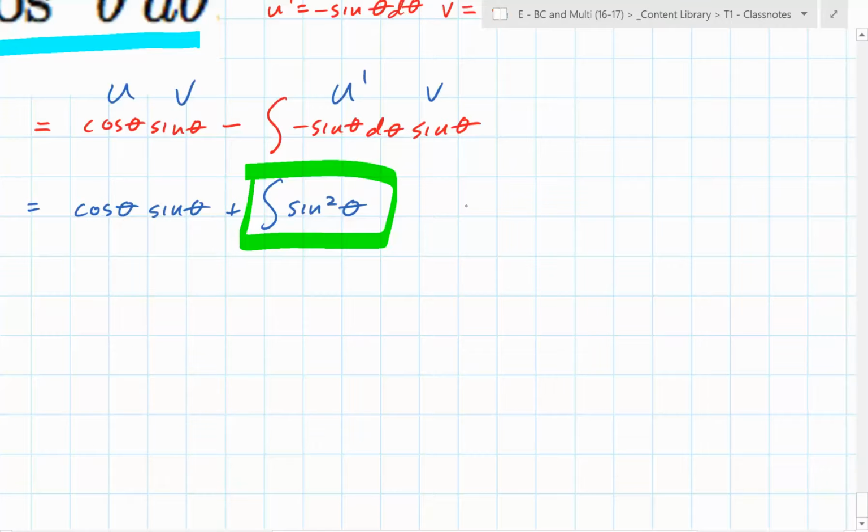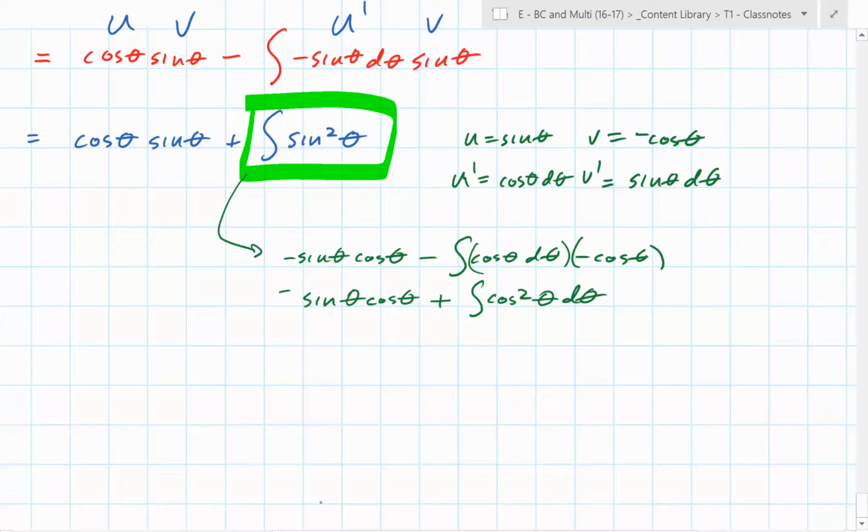So if we did that, we'd say u is equal to sine theta, v prime is equal to sine theta d theta. So v is going to be equal to negative cosine theta. And u prime this time is going to be equal to cosine theta d theta. Now, if you do out the algebra, guess what you end up back at? You end up back here.